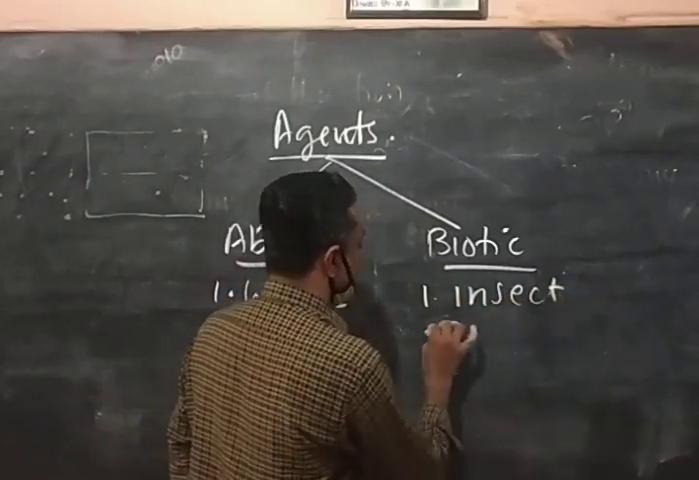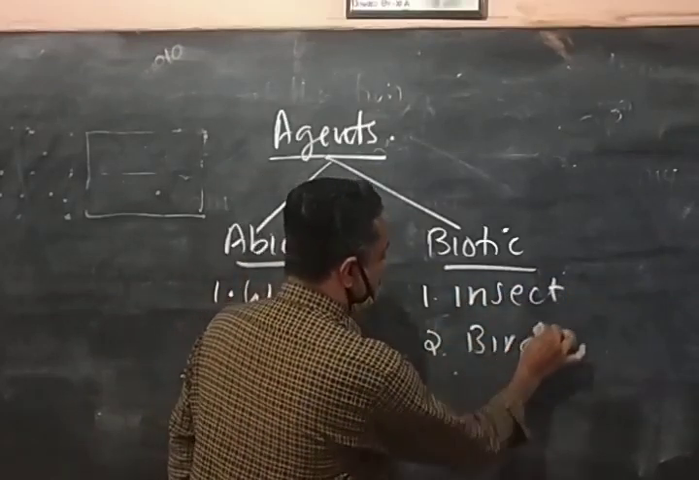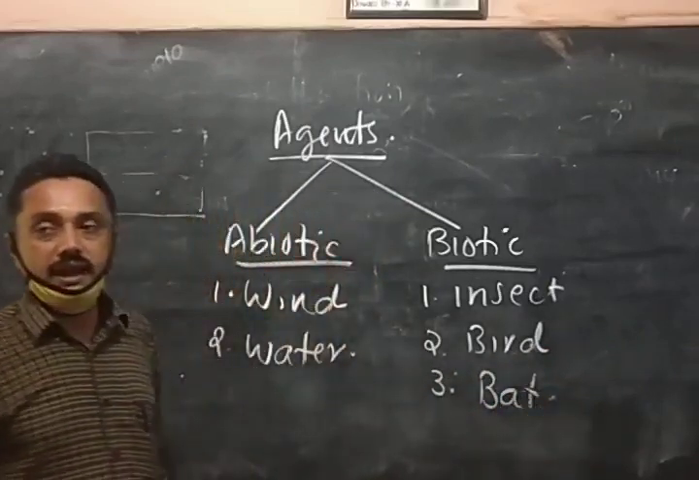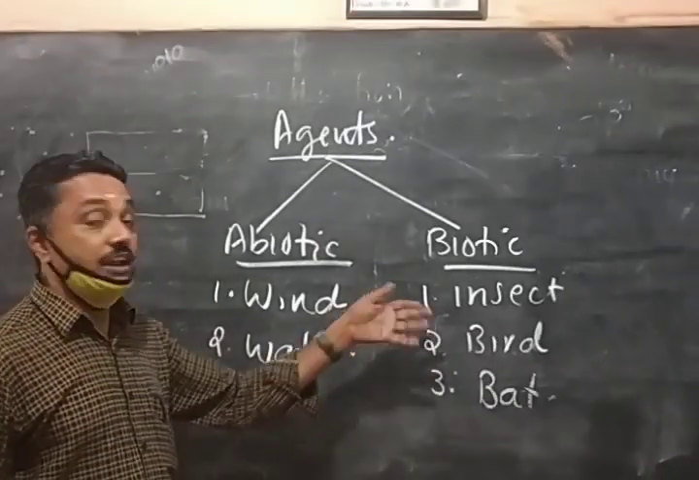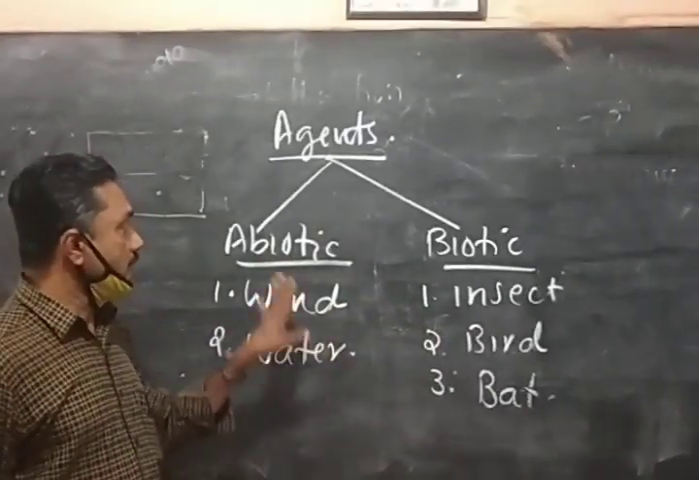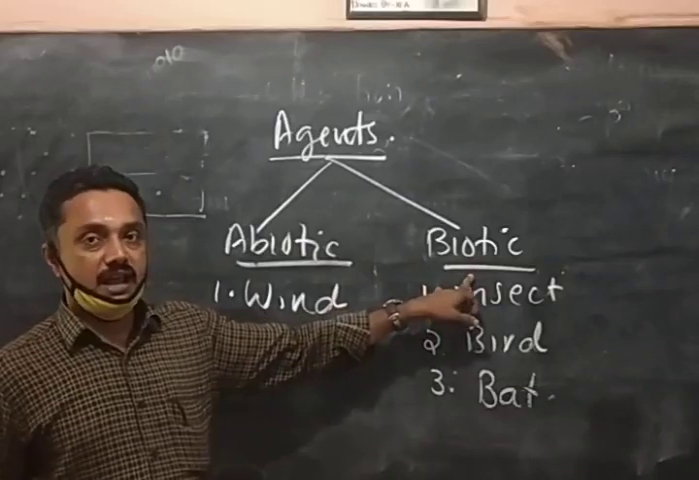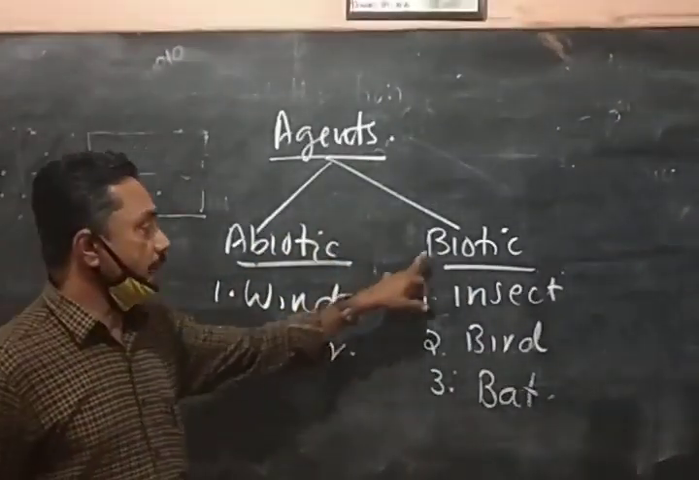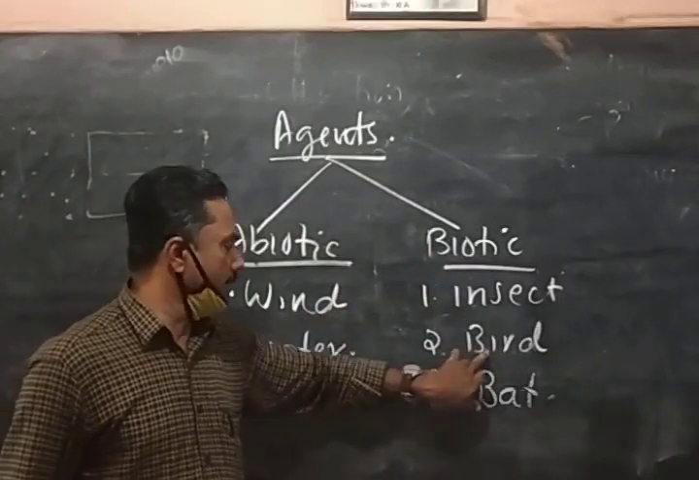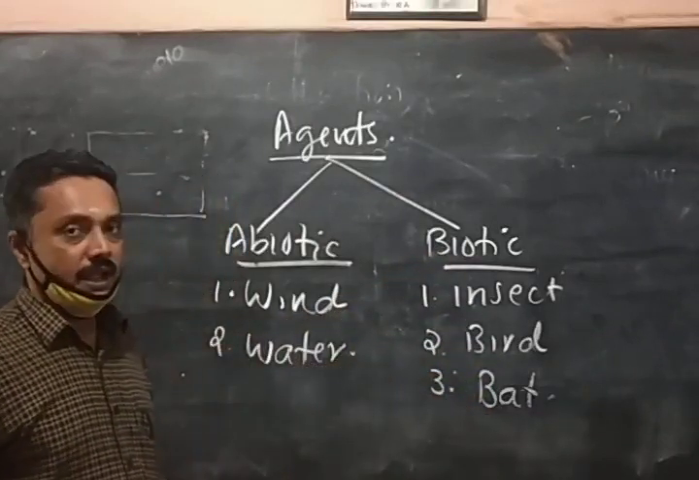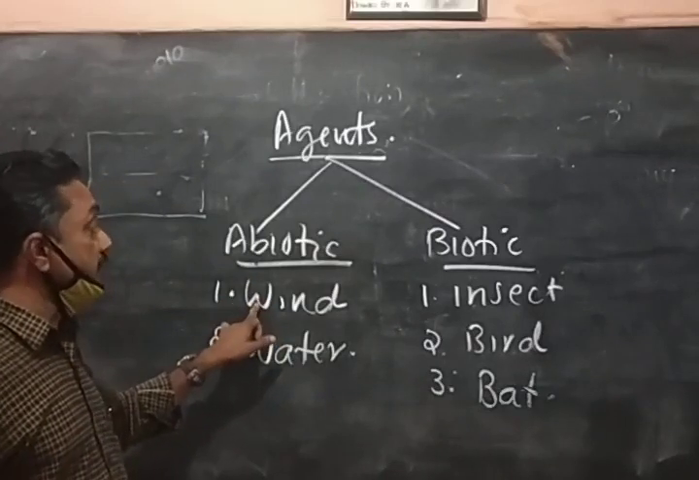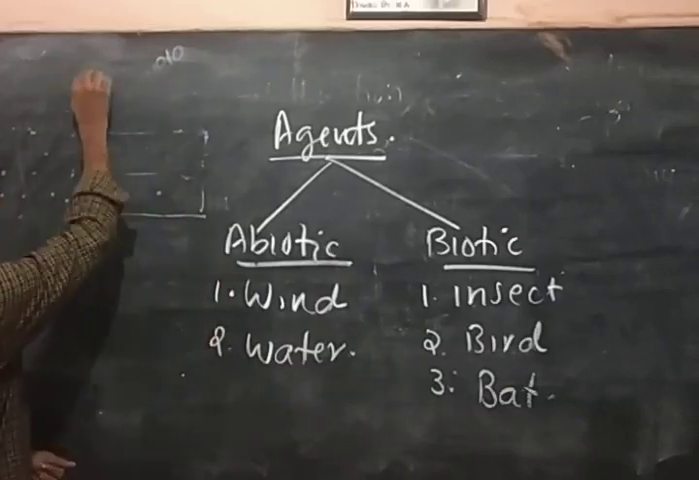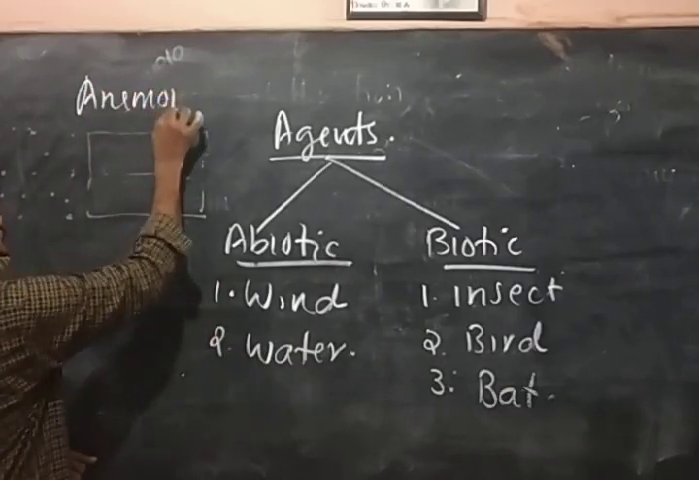Insect, second one bird, and third one bat. They are the three biotic agents of pollination. So they are classified into abiotic agents and biotic agents. Abiotic agents include wind and water. Biotic agents include insect, bird and bat. And pollination by wind is called anemophily.